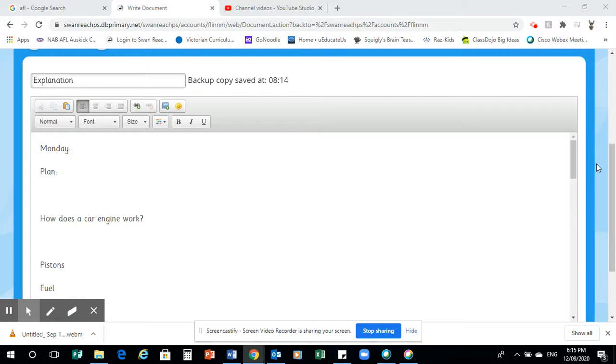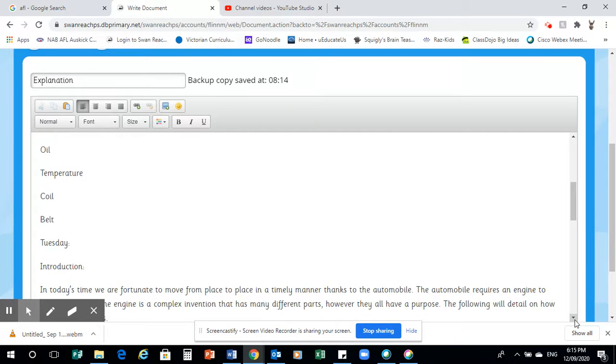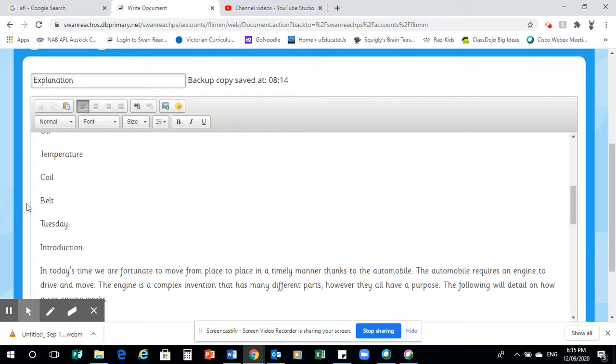All right, this is to show you what day 2 should look like on your explanation writing. So yesterday we looked at our plan. So here's what that looked like. We had a plan, how the car engine works, and I identified all the different parts of the plan that were required. Okay. Now, today, Tuesday, it was your job to write a draft.